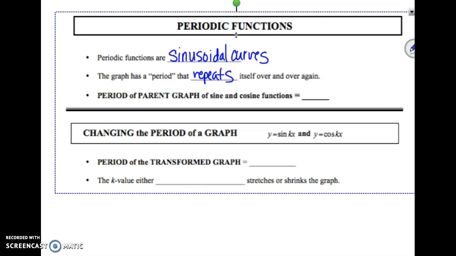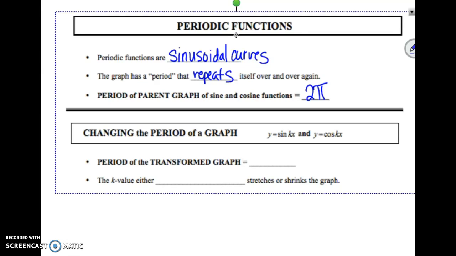The period of the parent graph of our sine and cosine functions is 2 pi. Okay, that is a normal period of sine and cosine. So one period occurs from 0 to 2 pi, and then it repeats itself after that. Now, of course, you can change the period of a graph.